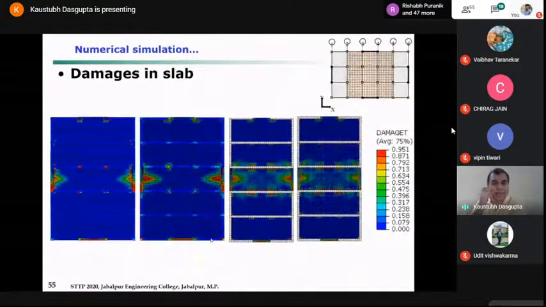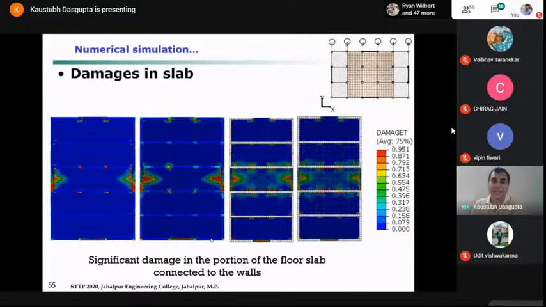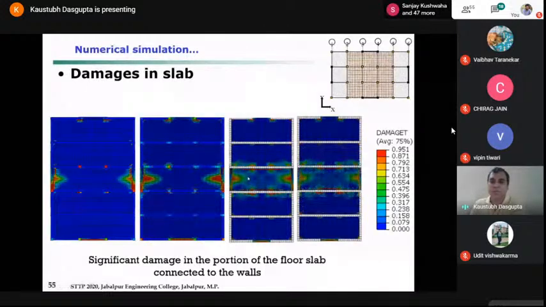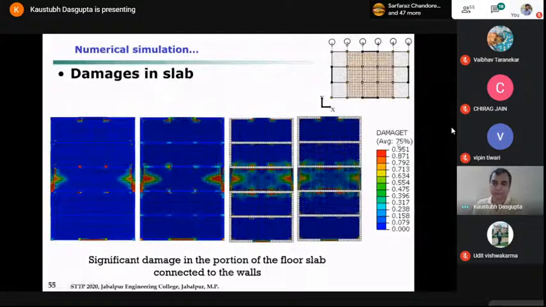These were the damages in the slab. Unlike the general understanding that the slab is not going to get damaged, damages were observed in the slab. So these are the four parts of the slab where you have the connection with the wall. These are the portions where the walls are connected. The damages were observed to be poor. And these are the different other parts of the panel.